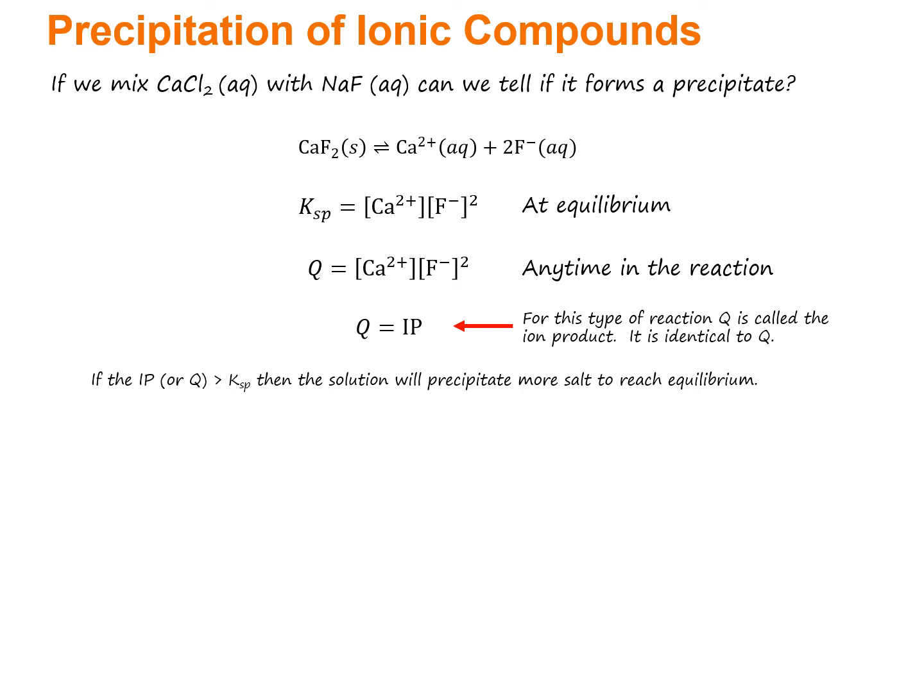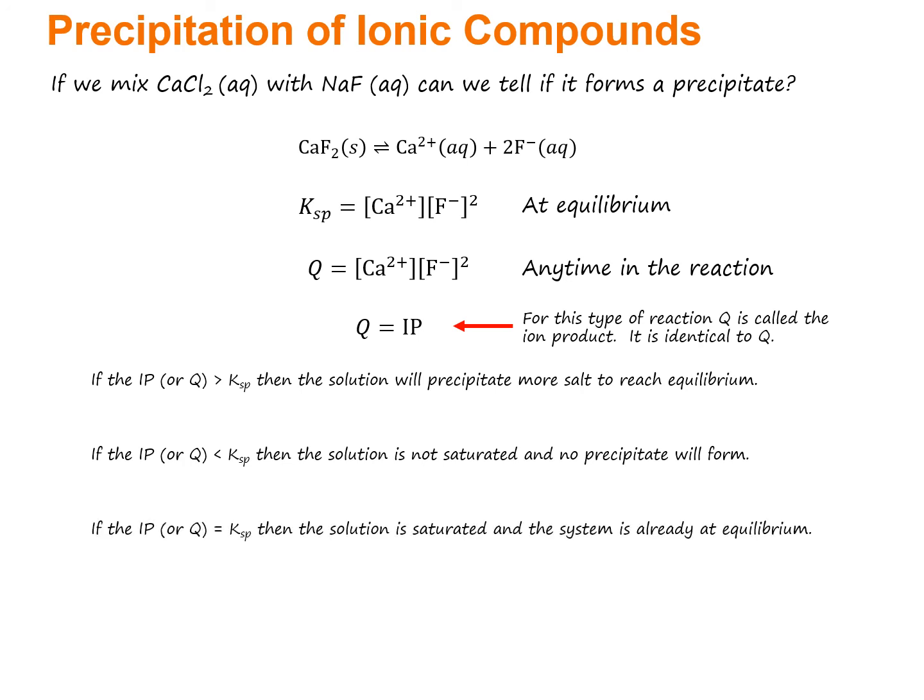In the same way, if the ion product or Q is greater than KSP, then the reaction will reach equilibrium by precipitating more salt, or moving to the reactant side, just as we treated Q in the past. If the ion product or Q is less than KSP, then the solution isn't saturated and no precipitate will form. And if the ion product or Q is equal to the KSP, then we're already at equilibrium and the solution is saturated.